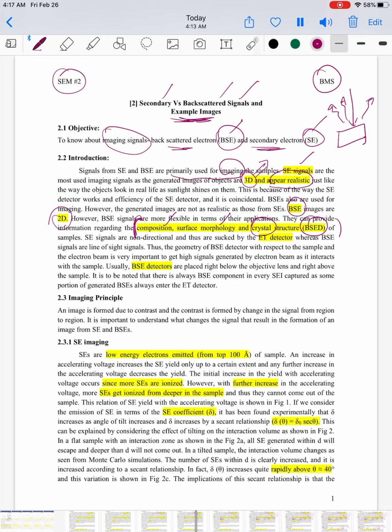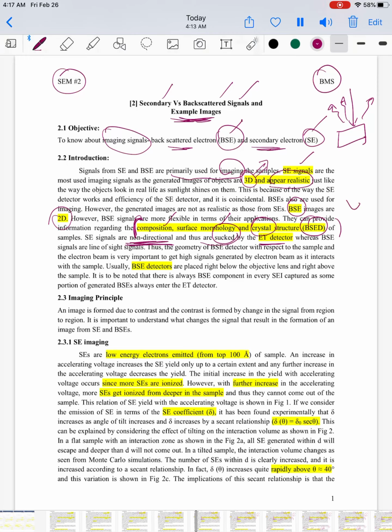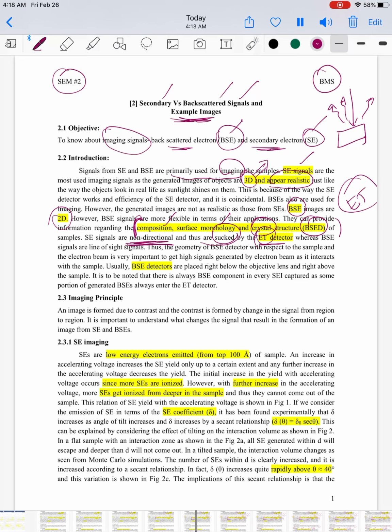However, one important thing to mention here is that secondary electron signals are low energy and non-directional. Since they are low energy and non-directional, they do not go to the detector by themselves. They have to be sucked in by the detector, and the detector we use for secondary electrons is called the ET, Everhart Thornley detector. We'll see more about the detectors later. Just to mention here, it is an ET detector, a secondary electron detector anyway.